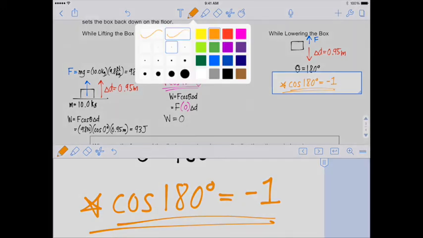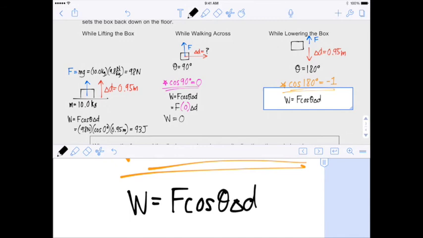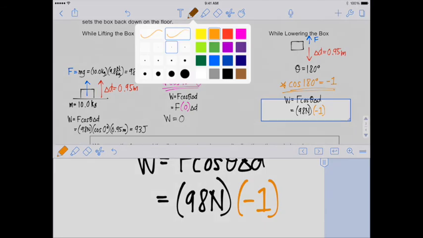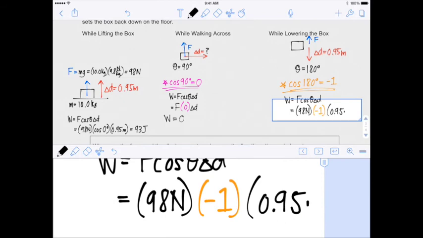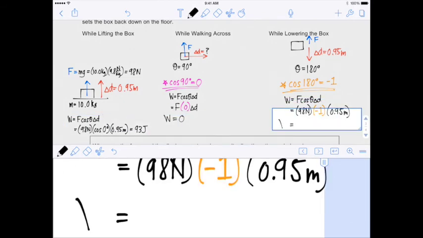So when we calculate the work done, work equals F cos theta delta D. That is 98 newtons. We said the cos of 180 is -1. And the distance is 0.95 meters. So the work done is -93 joules.